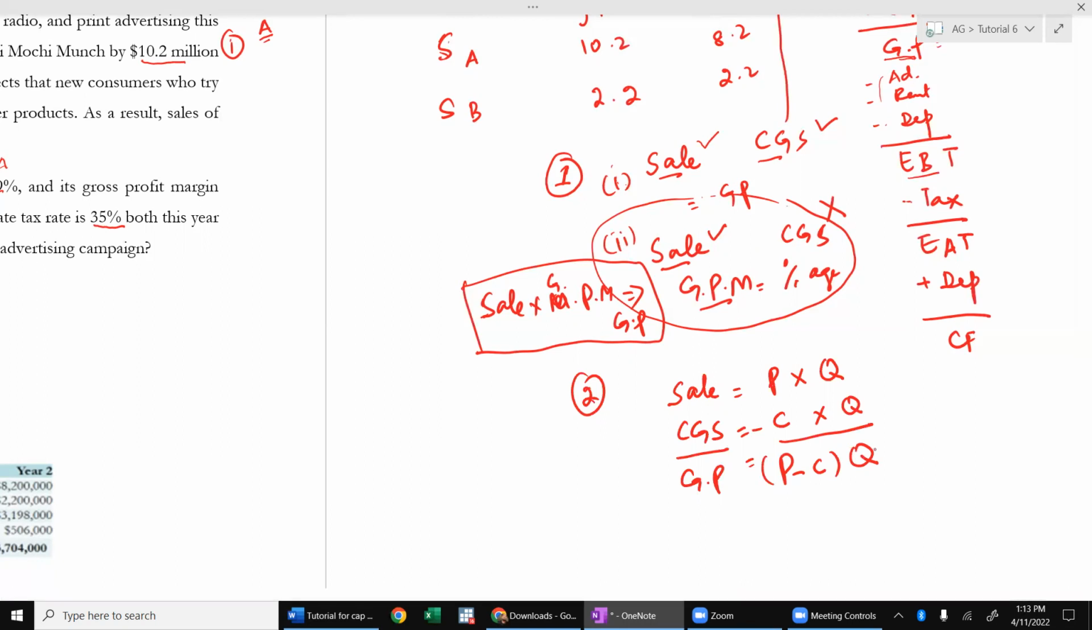So what do we get from this information? The question either gives you the information of sales and CGS directly, and then you get the GP, or the question gives you sales but no CGS, then gross profit margin will be given. If you don't find that information, as we discussed in part 1, the question might give you the starting information in this way: price and quantity, cost and quantity, and then you will get gross profit. Once you have calculated the gross profit, the rest of the process is easy.